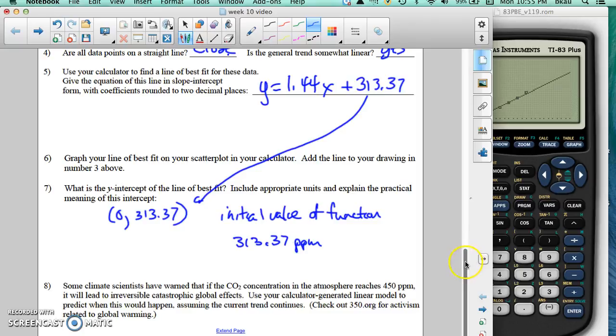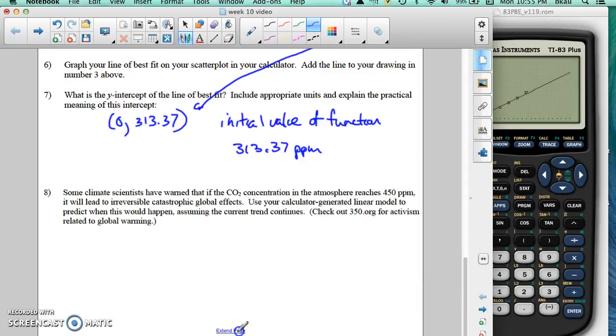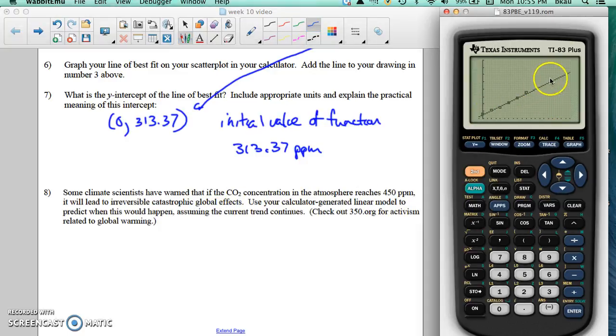Alright, and we're going to answer our last question here. It says, some climate scientists have warned that if the CO2 concentration in the atmosphere reaches 450 parts per million, it will lead to irreversible catastrophic global events. Use your calculator-generated linear model to predict when this would happen. So this is why we have this extra stuff here, so that we can make a prediction.